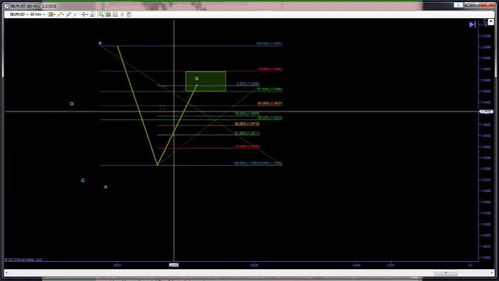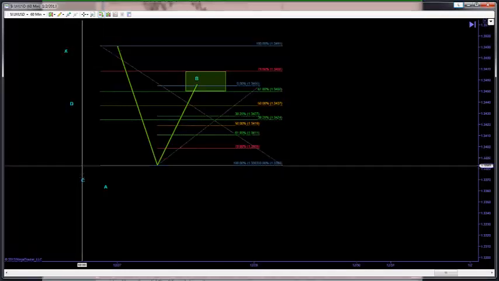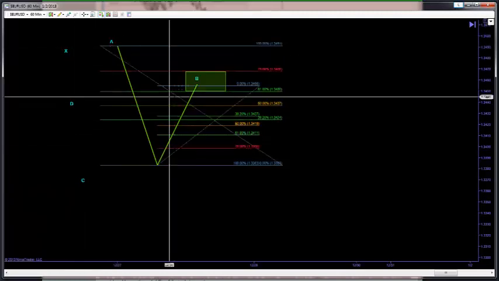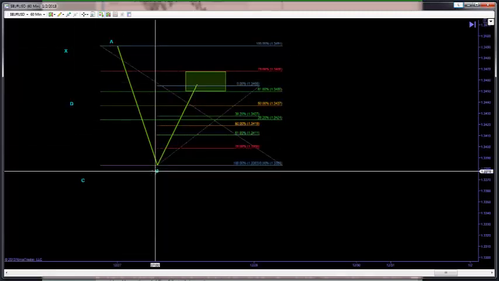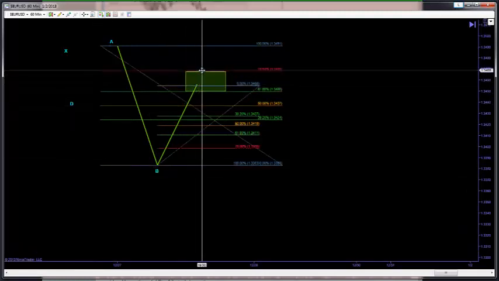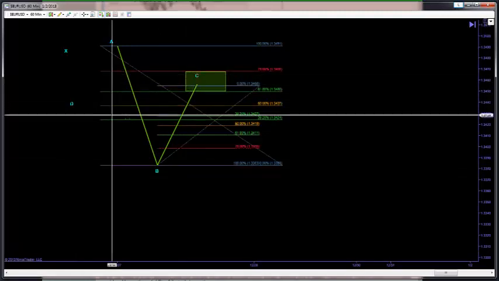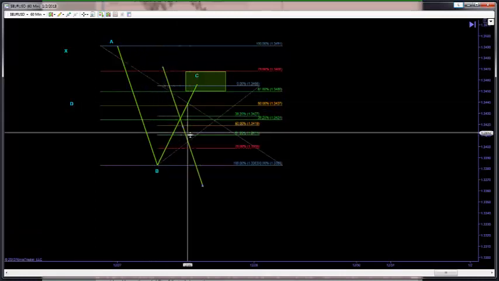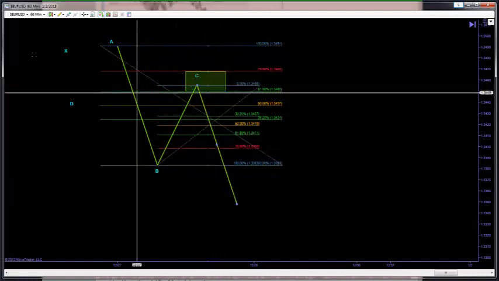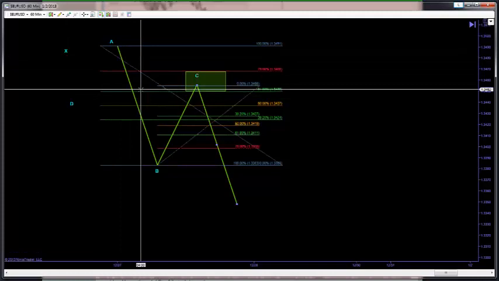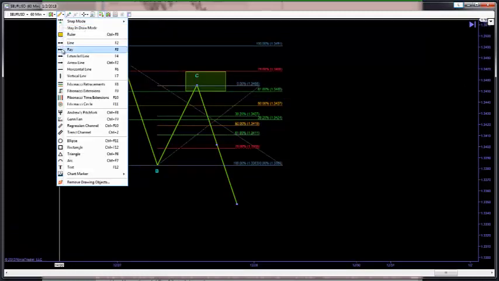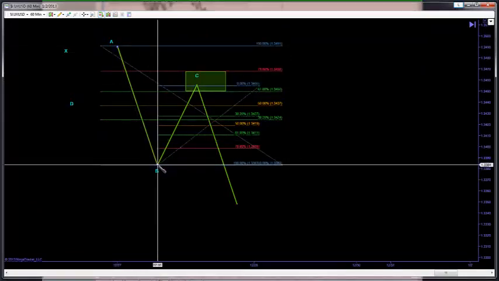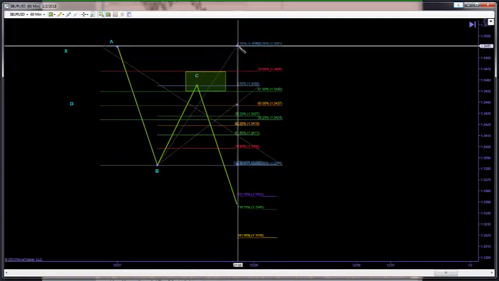So let's assume that we know that this is an ABCD. Since we're talking about ABCDs, let's forget about the Gartley and go back to our analysis here. Now the expectation is for D to be an equal extension of this. So we grab our Fibonacci extension tool, and we draw an extension of A to B downward.